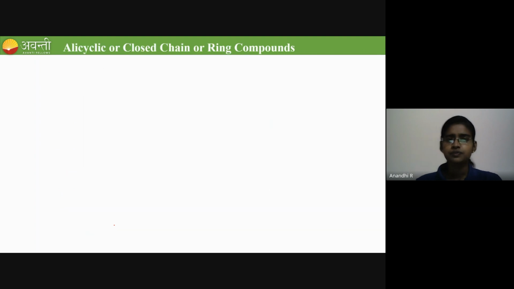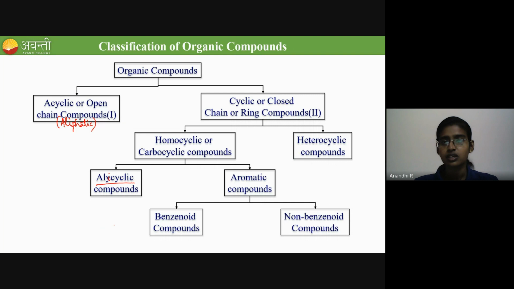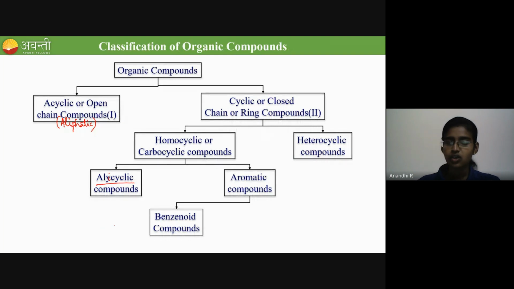Now coming to the closed chain. Alicyclic or closed chain. So acyclic or open chain system is called aliphatic. Cyclic or closed chain system is called alicyclic. Don't think that all the names are confusing. It will be clear. This alicyclic is only represented like this here.